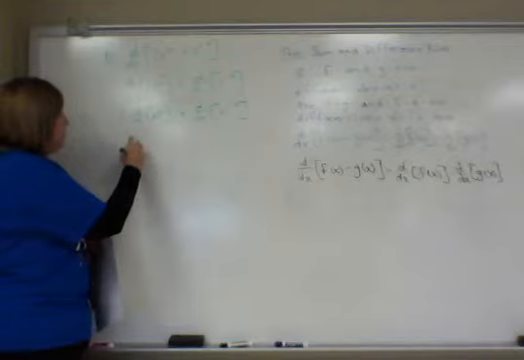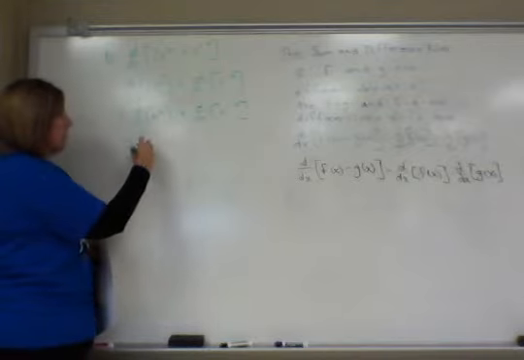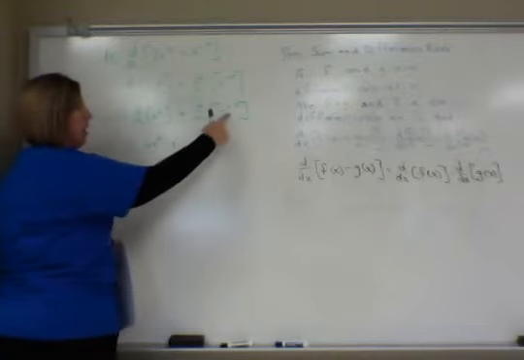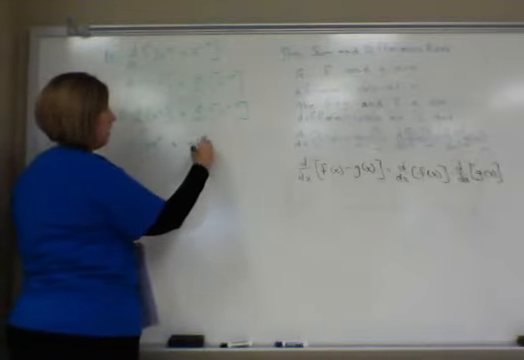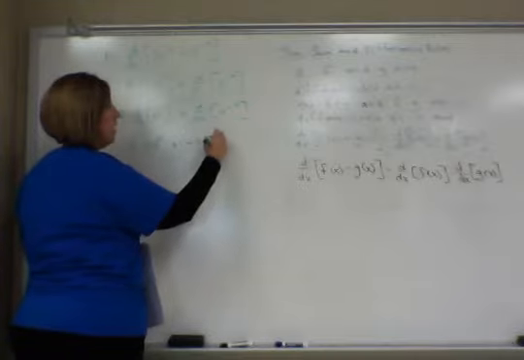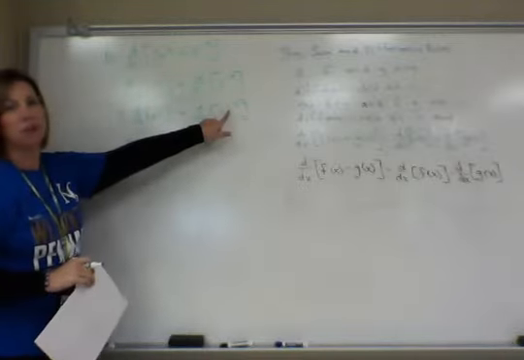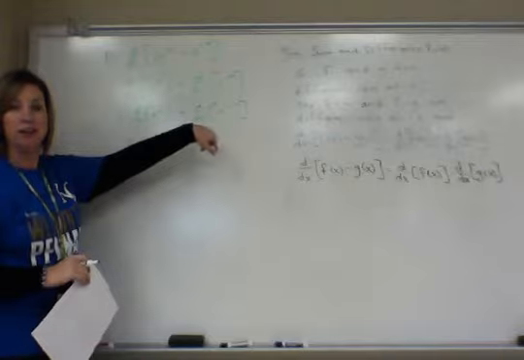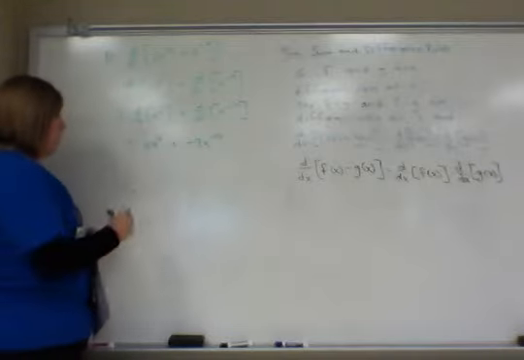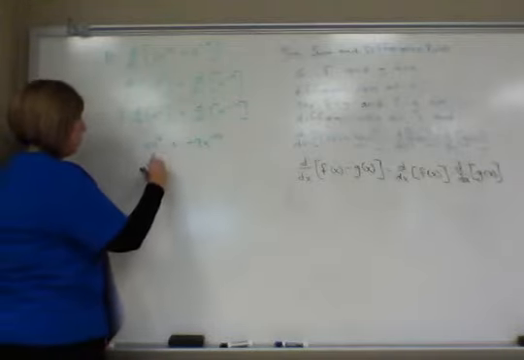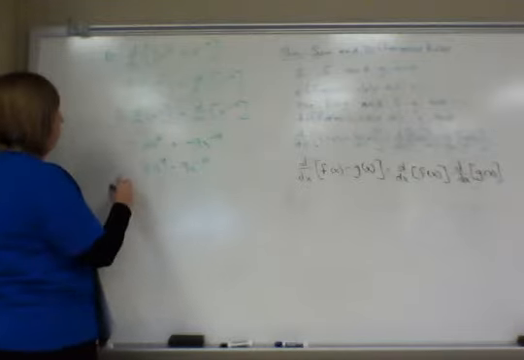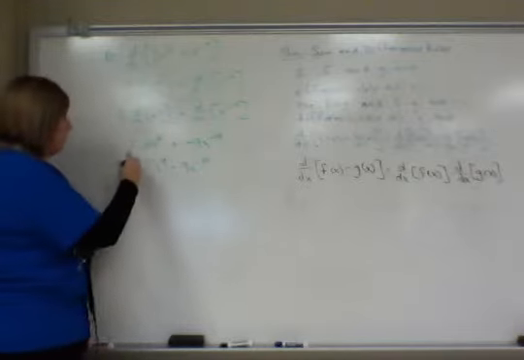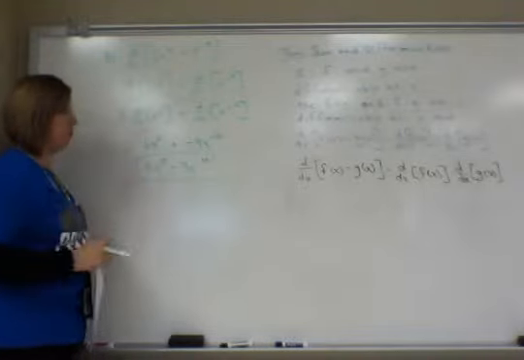So we'll have 2 times the derivative of x to the 6th, which is 6x to the 5th. And the derivative of x to the negative 9th is negative 9 x to the negative 10. Keep in mind, it's negative 9 minus 1. So we're actually going to have 12x to the 5th minus 9x to the negative 10. And that's our answer.